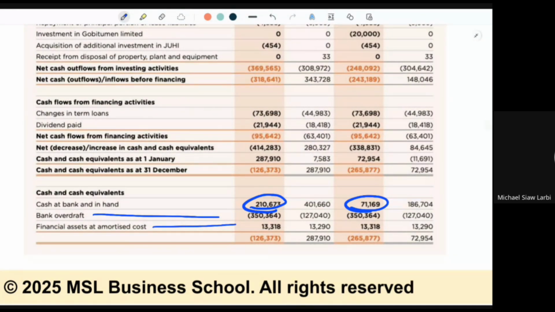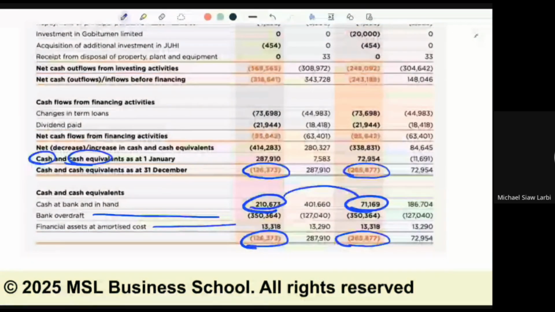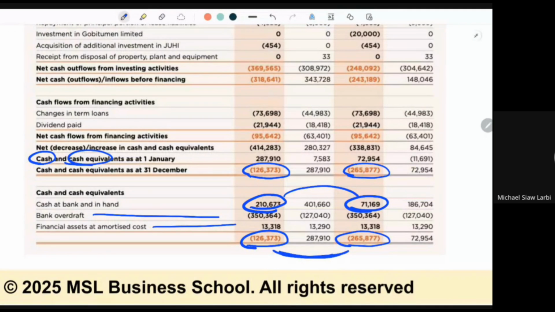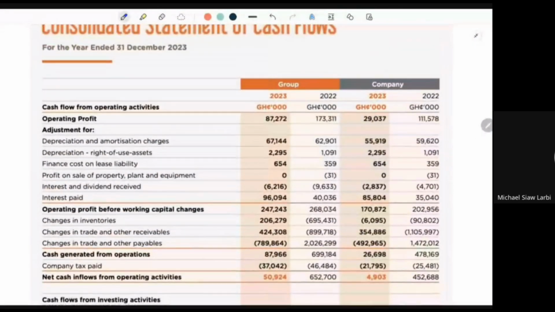So although they are explaining the movement from 210 to 71, in the true cash flow, it's cash and cash equivalent. So here they put everything together and got what? 126,373, this figure, and then 265,877, this figure. So instead of just explaining cash, this is a company that has a short-term overdraft, which is also a near cash item. They have to pay within 12 months. So they typically would net off all of those. But the point is, we still try and explain the movement between this and this. Are we good?